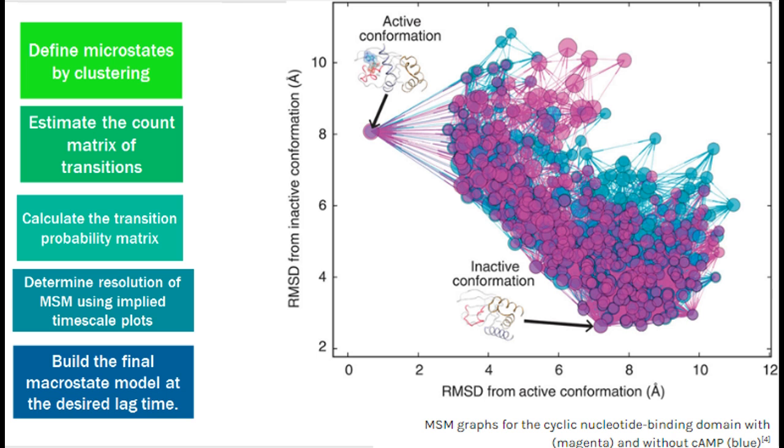On the right, we have an example of what a Markov state model looks like. The magenta spheres represent the active conformation of a protein, and the blue ones the inactive conformation. Each sphere corresponds to a cluster of similar conformations or a single conformational state. The bigger the sphere, the more populated the state is. And to build an MSM, we just need to follow the methods listed on the left. As you may see, it's all about clustering, transitions between states, probabilities, and time.